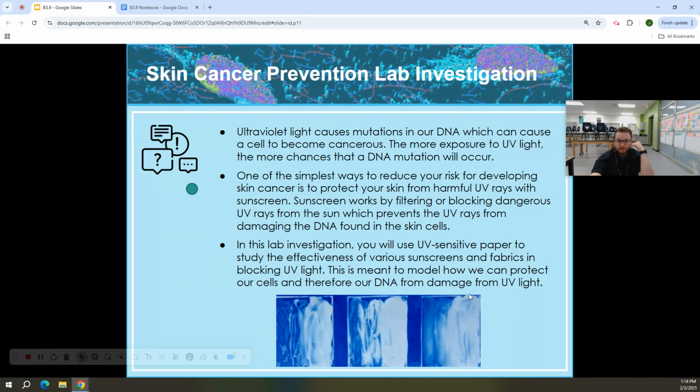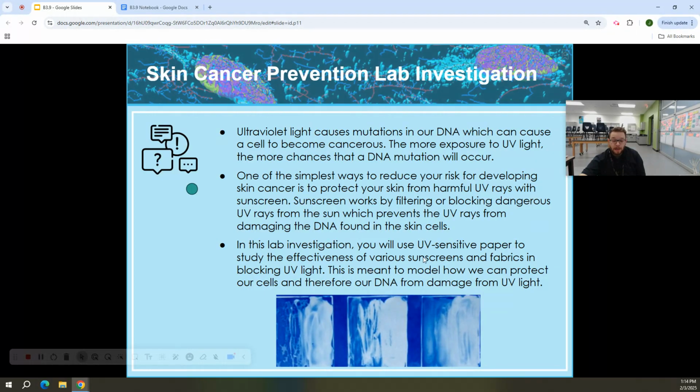Okay, now talking about our lab investigation. We're going to investigate how UV radiation causes mutations in DNA, which can lead to a cancer cell. So we hopefully know that the more UV radiation I'm exposed to, the higher the chance of a DNA mutation. A simple way to reduce risk for developing skin cancer is to protect your skin from harmful UV rays using sunscreen. Sunscreen just filters out harmful ultraviolet rays from the sun and prevents DNA damage. You can also use different fabrics to accomplish that. It doesn't always have to be a sunscreen lotion.